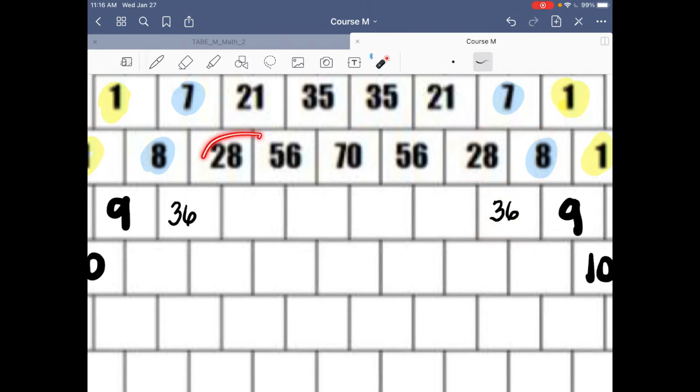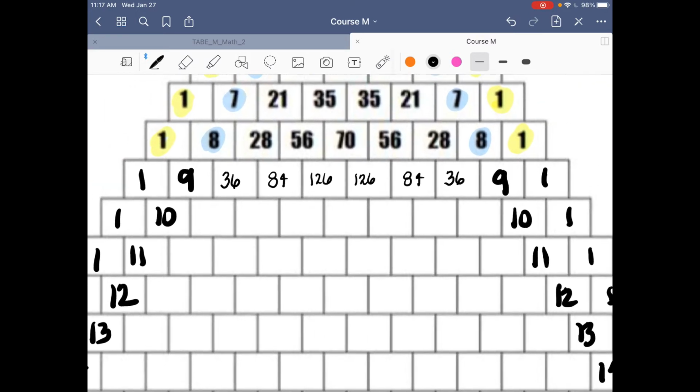Okay, let's do 56 and 28. So add those together. 56 plus 28, and I'm using my calculator, that is 84. So 84 here. We'll also put it over here because it's the same set of digits. Then 56 plus 70 is 126, and that will go in right here as well. So that row is filled in.